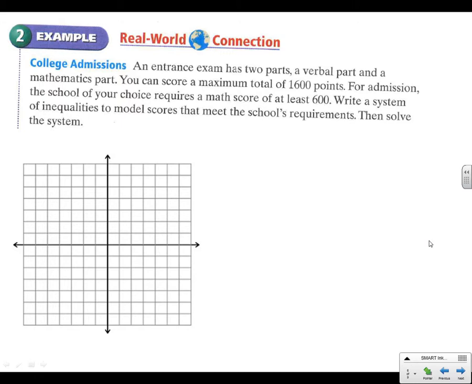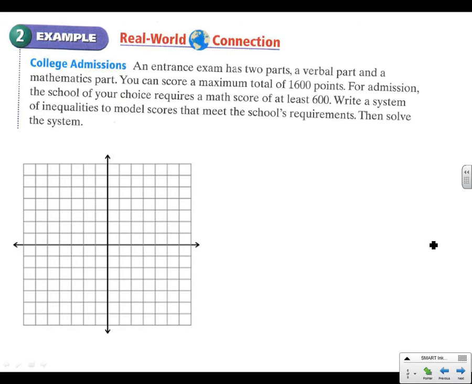All right, a word problem, our good friend the word problem. An entrance exam has two parts, verbal and math. You can score a maximum of 1,600 points for admission. Oh, so this is the old SAT. This is when I took the SATs. It was only worth 1,600. For admission, the school of your choice requires a math score of at least 600. Write a system of inequalities to model scores that meet the school's requirement. Then solve the system. Okay, so let's start with just the total score.